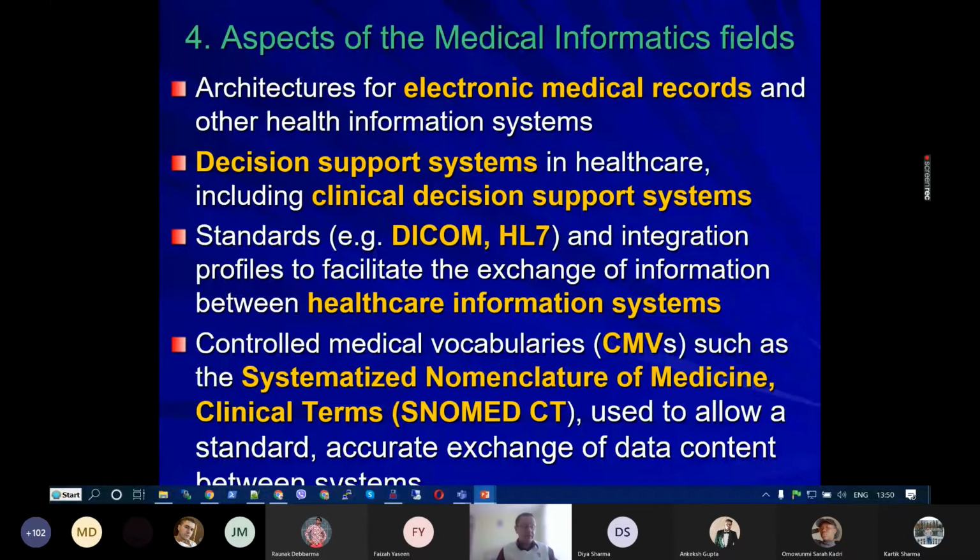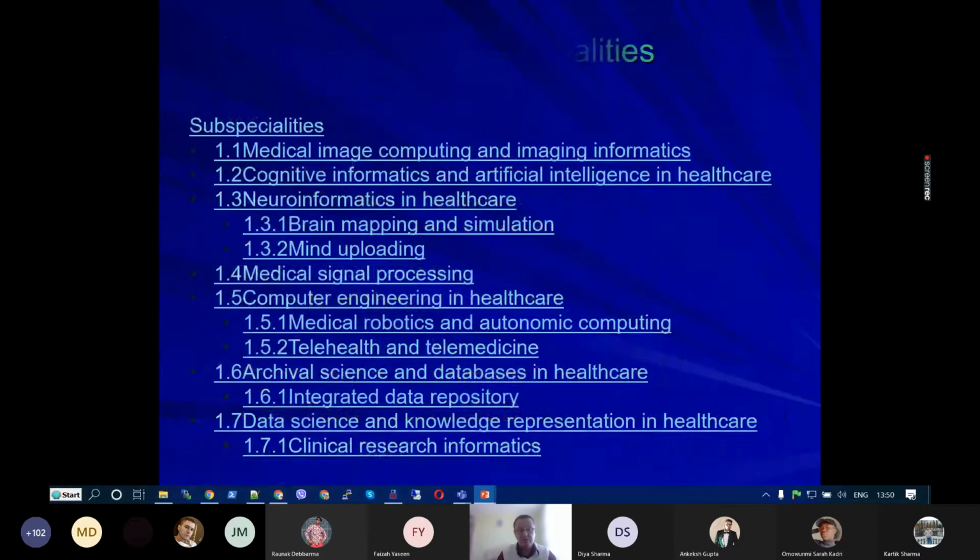SNOMED and similar things. Without it, it's impossible to develop the rest of all these components.